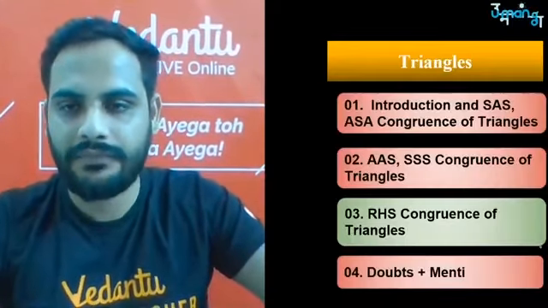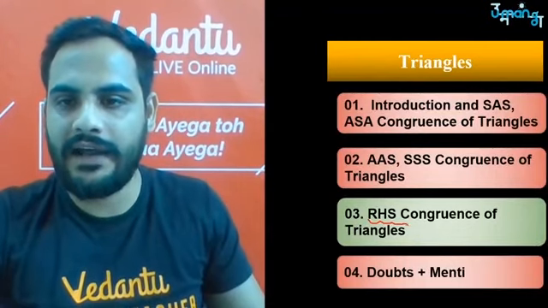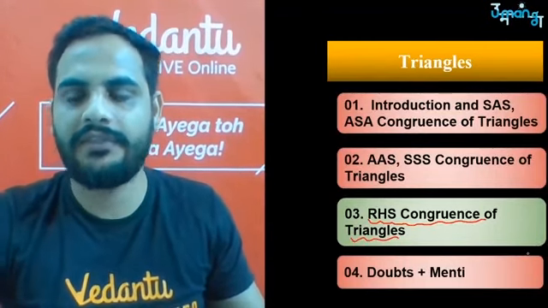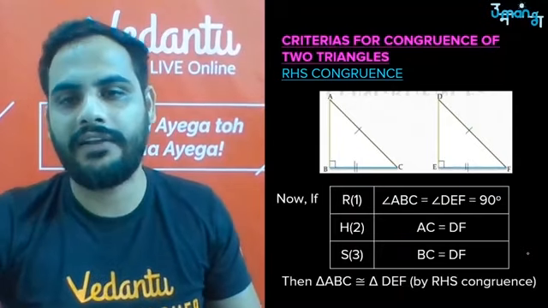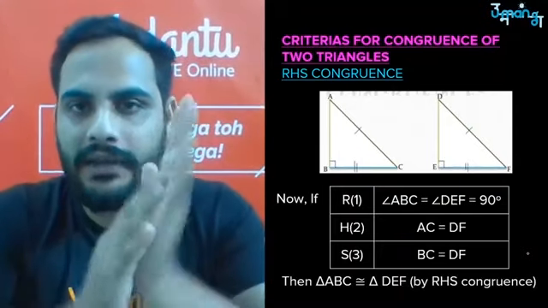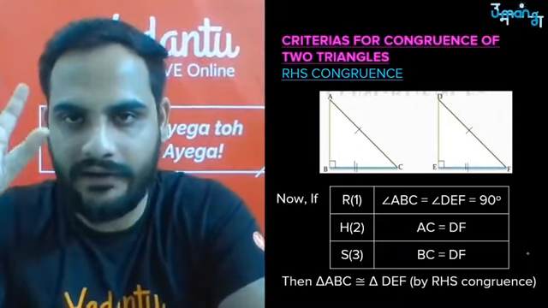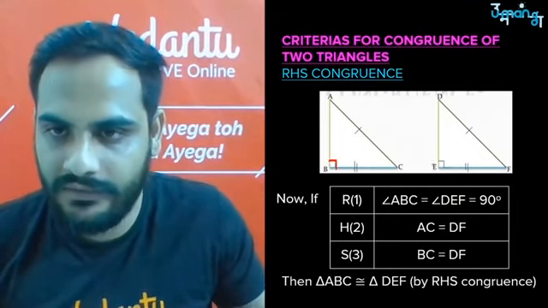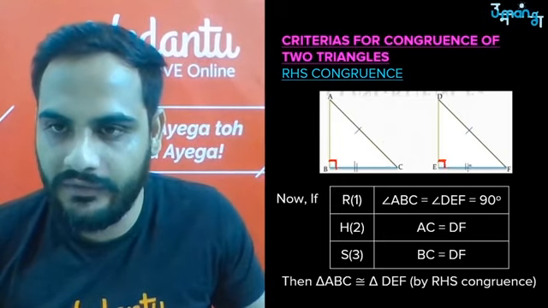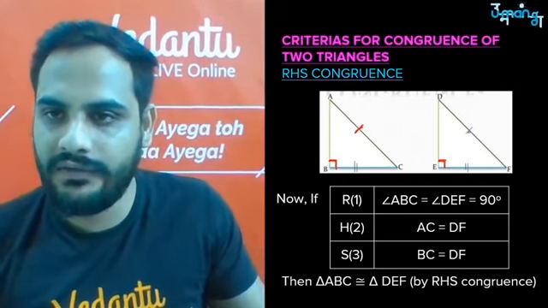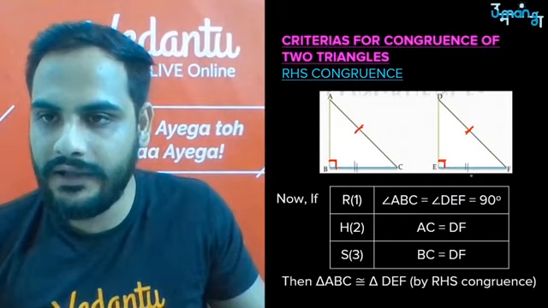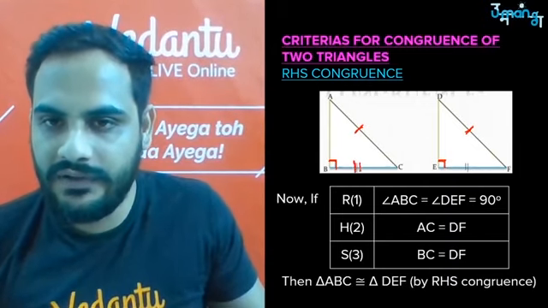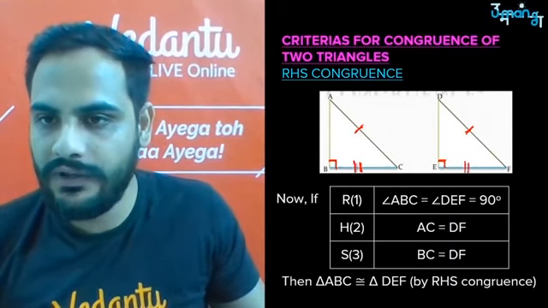Okay, so today we will be starting RHS congruence of triangles. So in RHS congruence of triangles, what happens is, I know that in two right angle triangles, one angle is right angle in both, I have taken two right angle triangles. Okay, if AC is equal to DF and if BC is equal to EF.